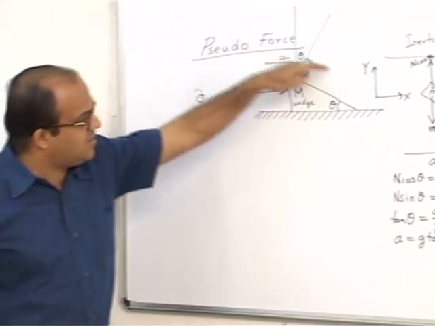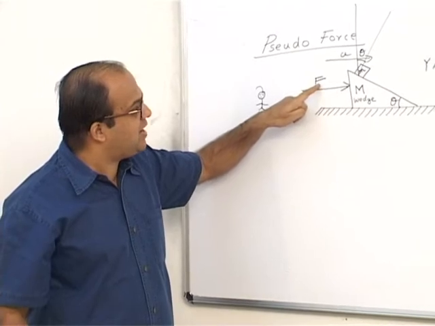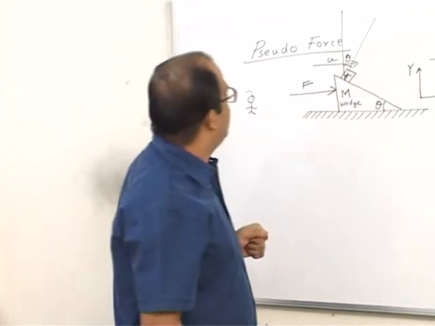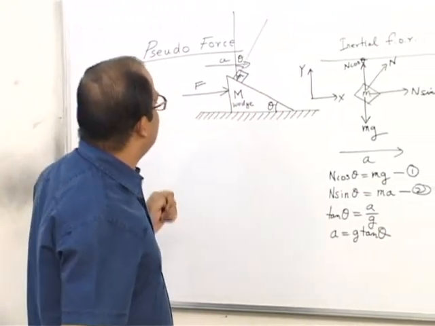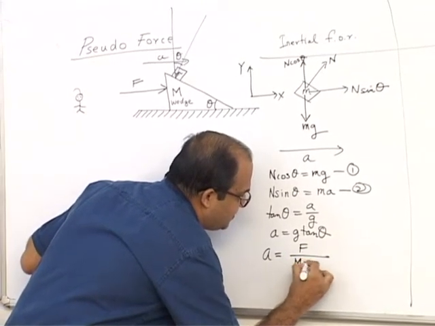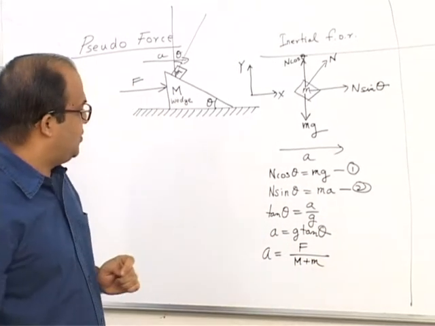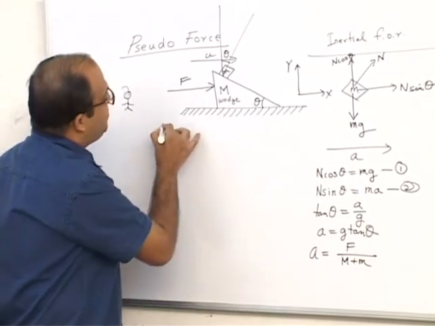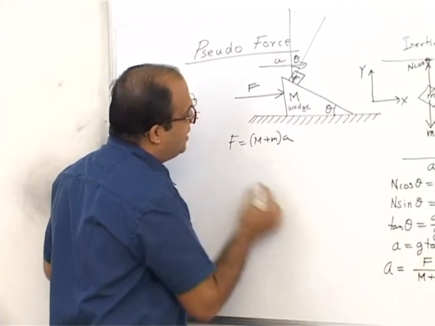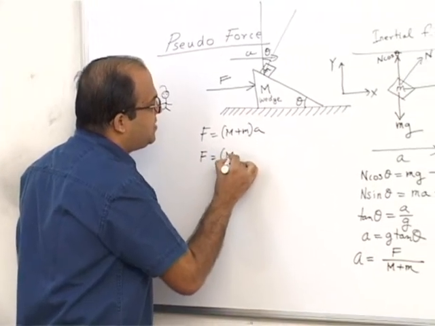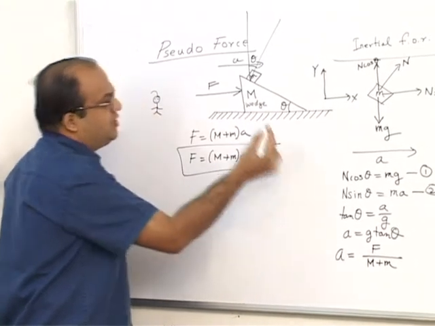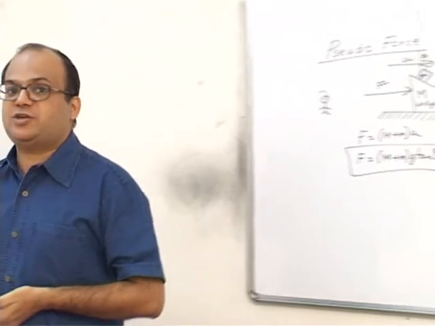Now if you look at this entire system, a force capital F is acting on mass capital M plus small m. So the acceleration will be equal to force by total mass. So we get F equal to (M plus m) into a. Now a is g tan theta. The force required is (M plus m) into g tan theta. So this is how we solve the problem if you take an inertial frame of reference.